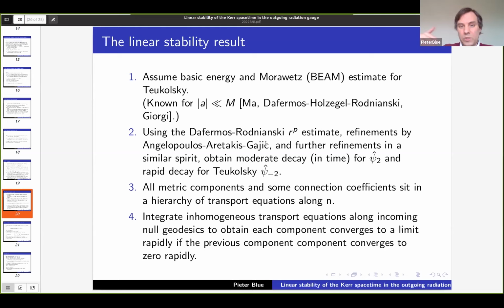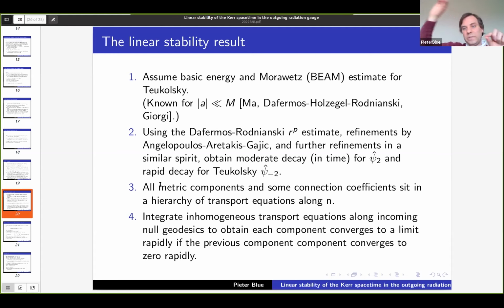And we refined that further, taking advantage of certain properties of the Teukolsky equation. And so then we were able to get not just t^-1 decay that you might expect pointwise from the r^p method, but quite a lot more rapid decay, which I'll describe a little bit later. So one obtains moderate decay in time for the +2 spin component and much more rapid decay for the spin -2 component. And basically, we're going to more or less reconstruct everything from the spin -2 component.